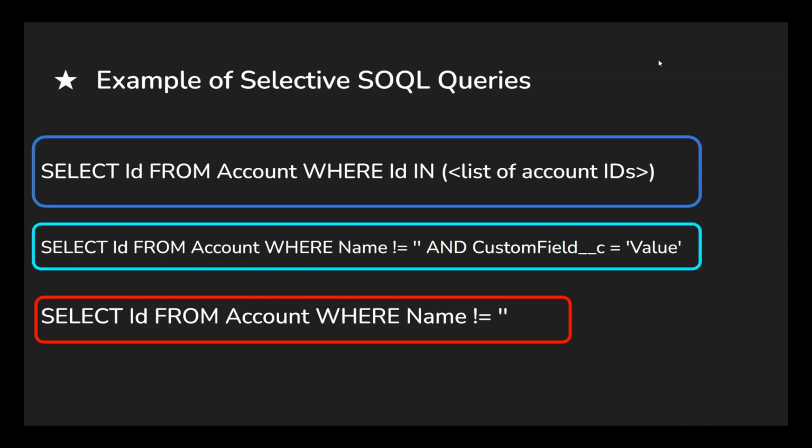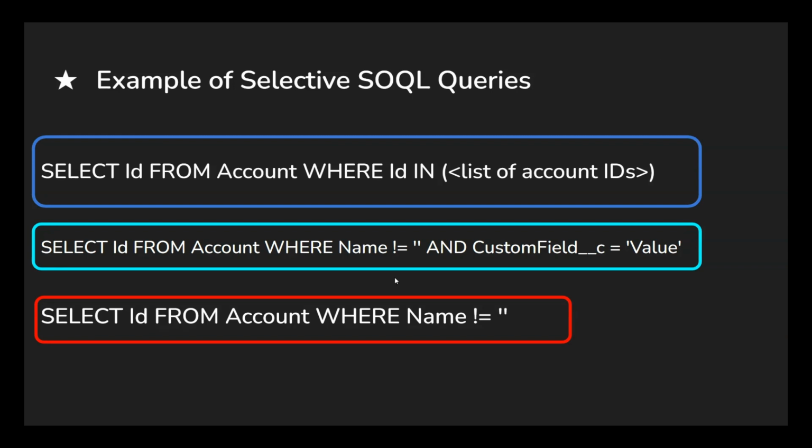Here are some example SOQL queries to understand selectivity further. In the first query, the where clause is on the indexed field ID. If the number of IDs in the list is small and it returns fewer records than the selectivity threshold, the index on ID is considered. The index is typically used when the list of IDs contains only a few records.